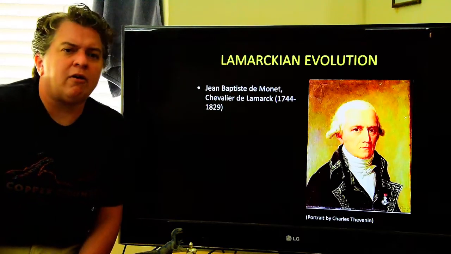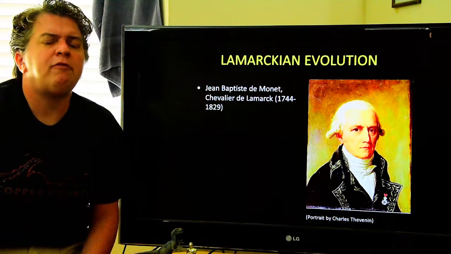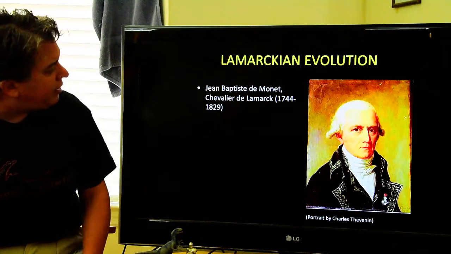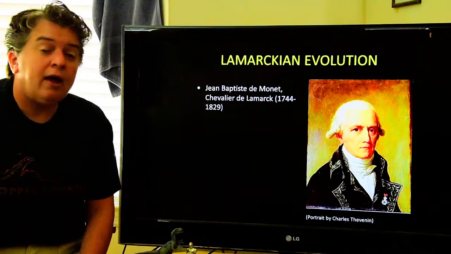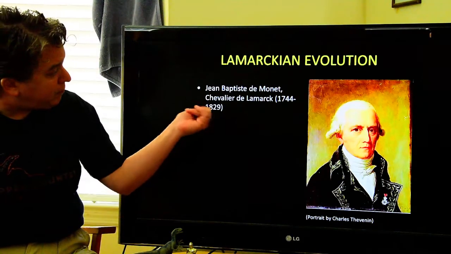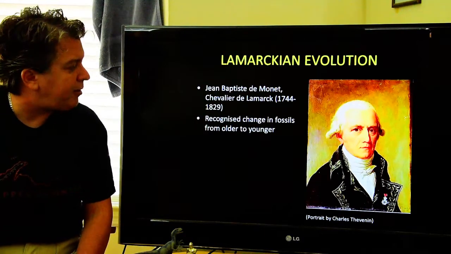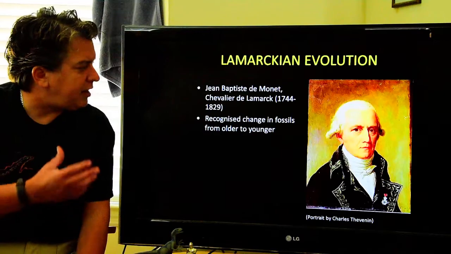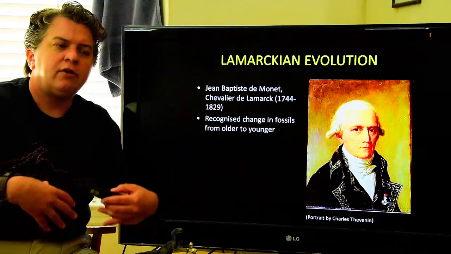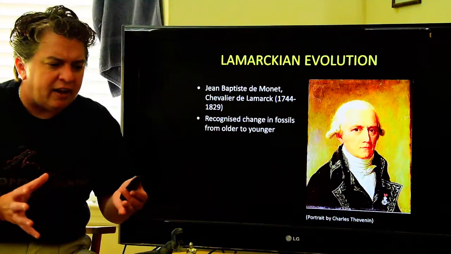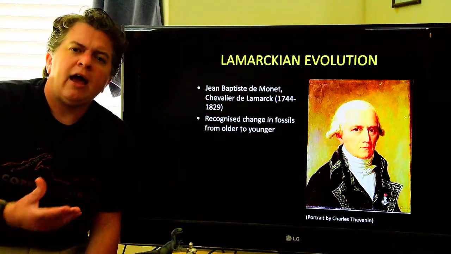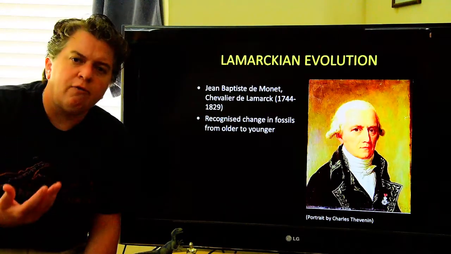But let's talk about some of the early ideas about how life changes and evolves over time. And we're going to go to this gentleman here, Jean-Baptiste de Monet, Chevalier de Lamarck. We just call him Lamarck. You can see he lived from 1744 to 1829. When he studied fossils, he recognized that there was a change in the fossils from the older ones to the newer ones. He could see that life slowly changed over time, and he started thinking, well, why and how would life change over time?